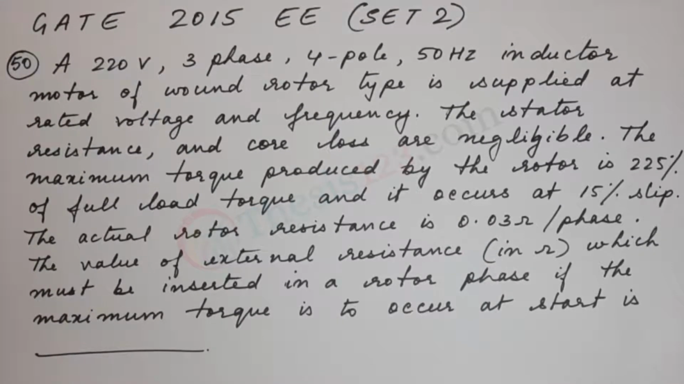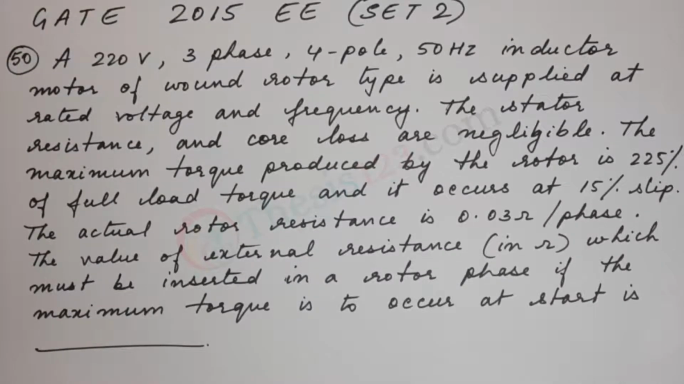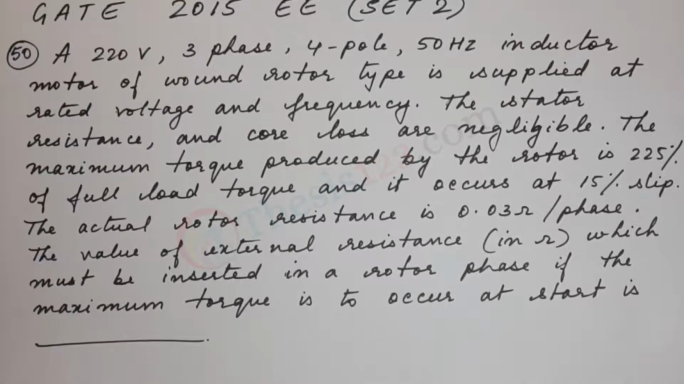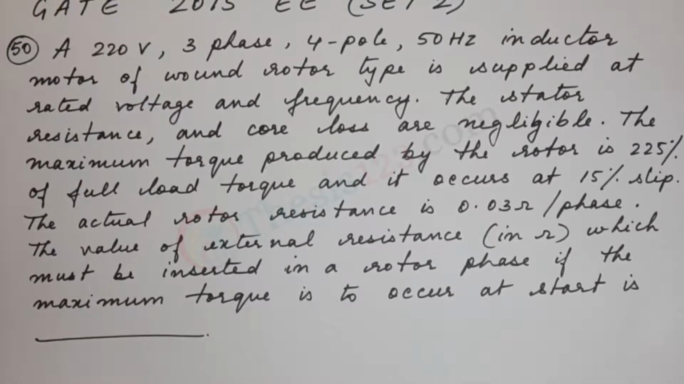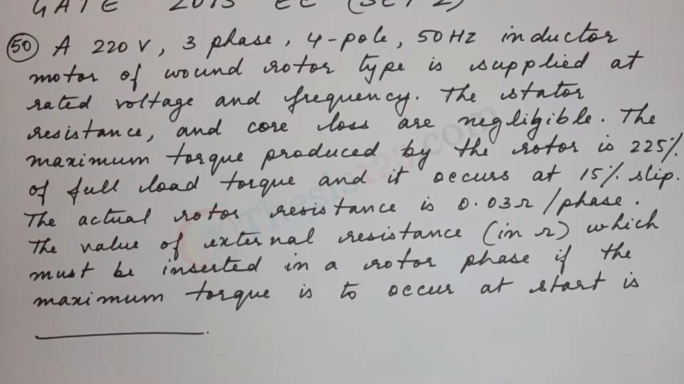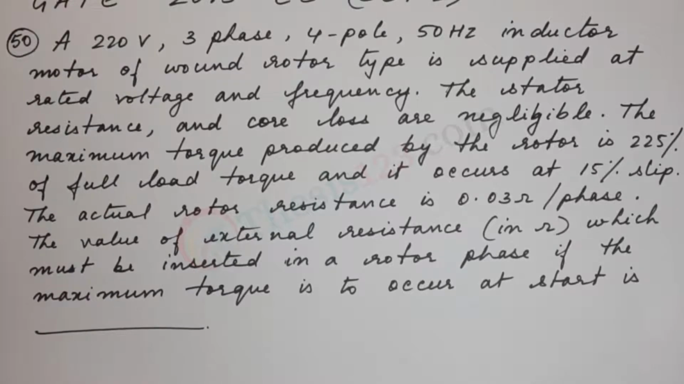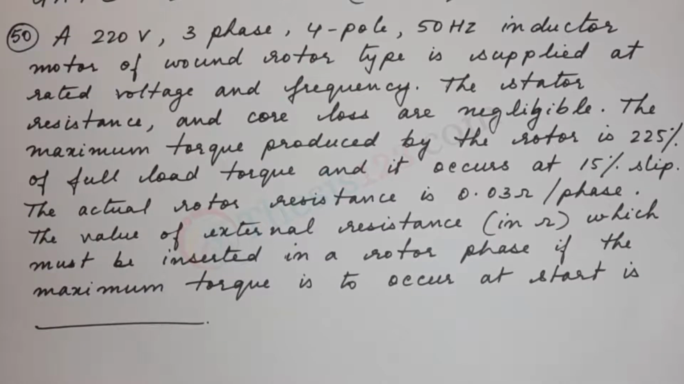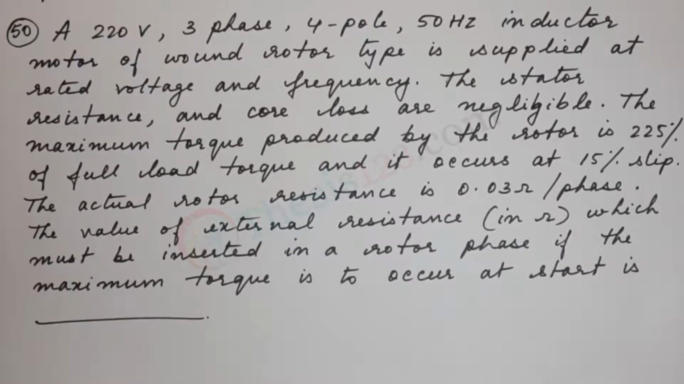Here's the next one, number 50. A 220 volt 3-phase 4-pole 50 Hz induction motor of wound rotor type is supplied at rated voltage and frequency. The stator resistance and core loss are negligible. The maximum torque produced by the rotor is 225% of full load torque, and it occurs at 15% slip.